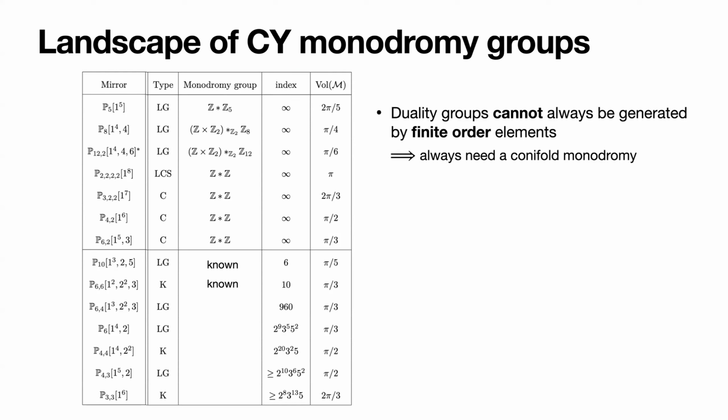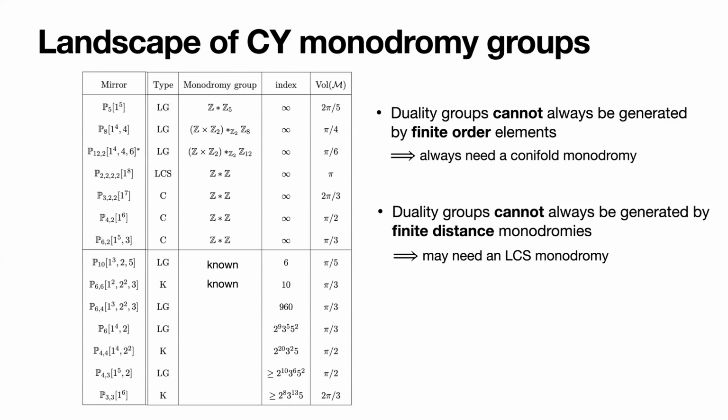The first lesson that we learned from this landscape is that duality groups actually cannot always be generated by finite order elements associated to finite distance points. Because in all of these examples, we need a conifold monodromy. That's still a finite distance point, but it's not a finite order monodromy.